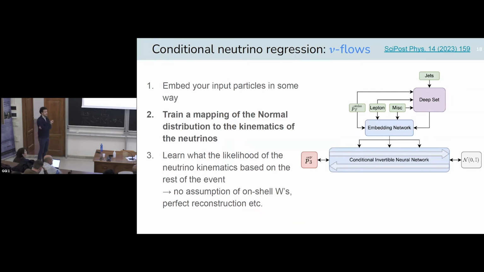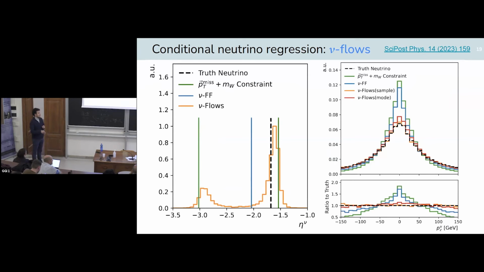Okay, if you want to really solve the neutrino kinematics, you have to use much more sophisticated ways of predicting the neutrino kinematics, and these are conditional invertible neural networks, where you train a neural network on kinematics of your events, and then you ask it to map a normal distribution to the neutrino kinematics. And in this way, you can get access to some form of PDF of the neutrinos, and this has some very cool consequences. So here, let's look, for instance, at the predictions for neutrino eta from various models.